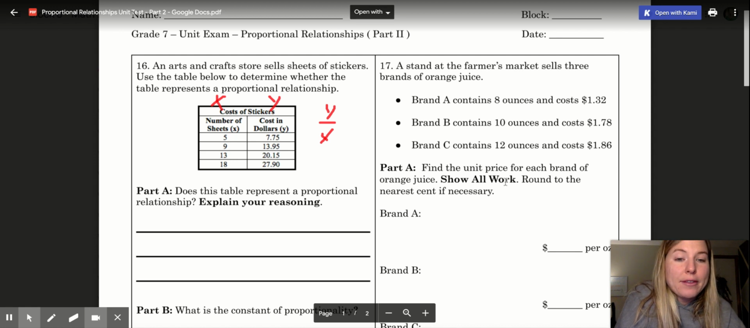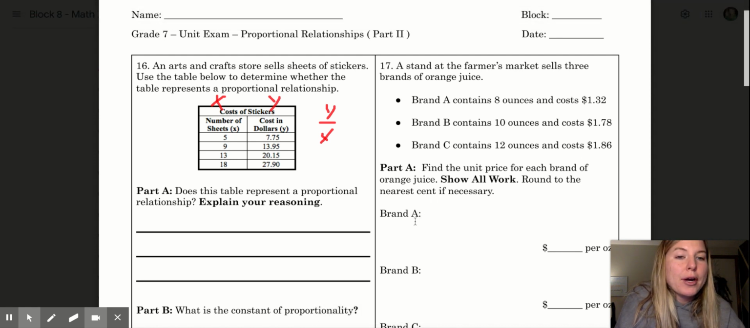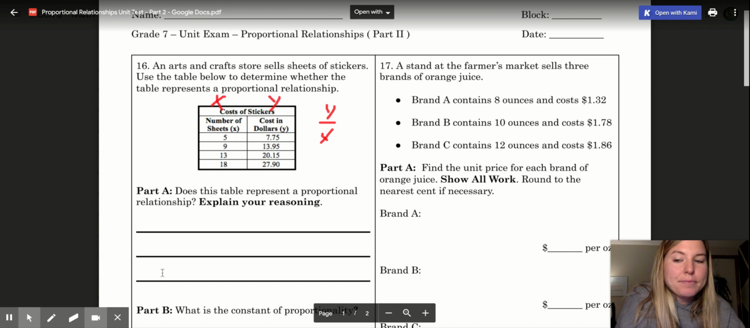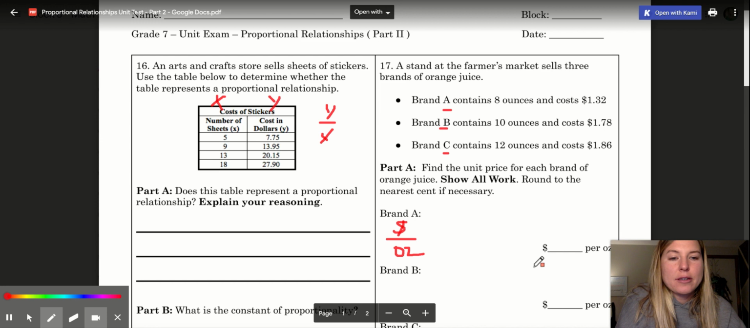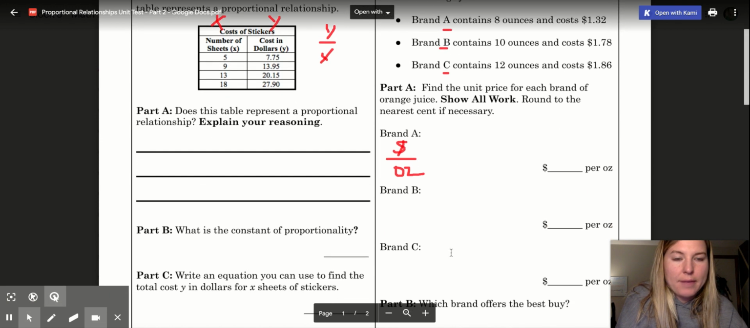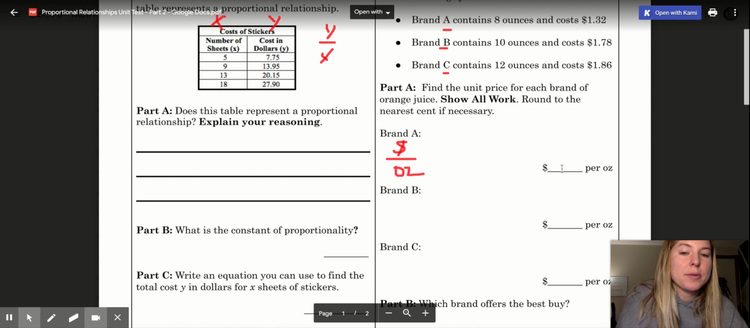So you have to find the unit price for each of these. Remember, you do money. I'm just going to write this just so you get a visual. Money divided by or money over ounces. OZ stands for ounces. So for each one of these, for brand A, brand B, and brand C, you're going to do money divided by ounces. Write down in the answer sheet or box, however you want to say that. Write down what their cost per ounce is.